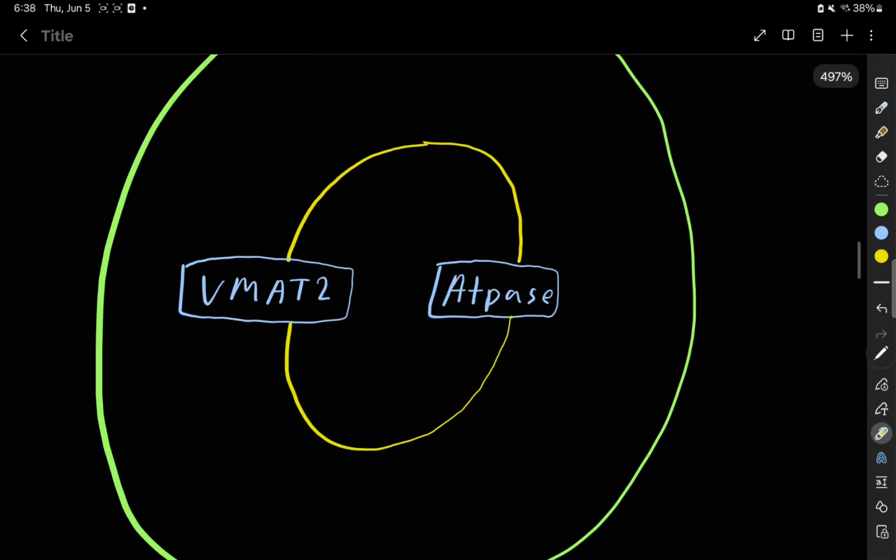So what ATPase does is it uses energy from ATP to pump protons into your granule. So now you have positively charged protons inside your granule. So you have an accumulation of positive charge in your granule.